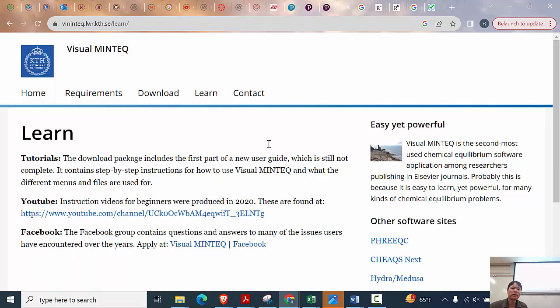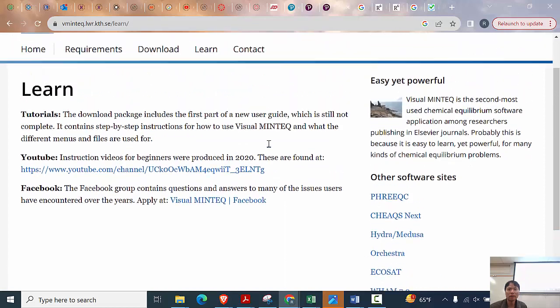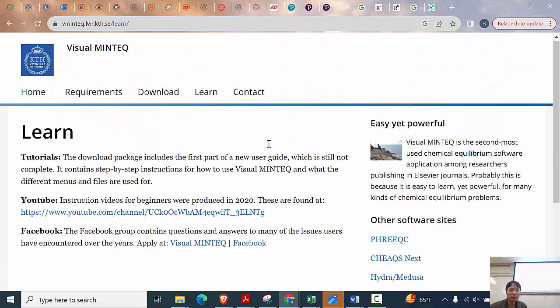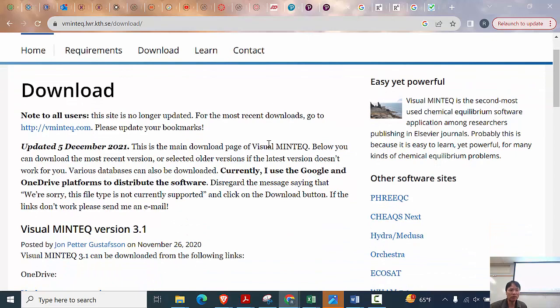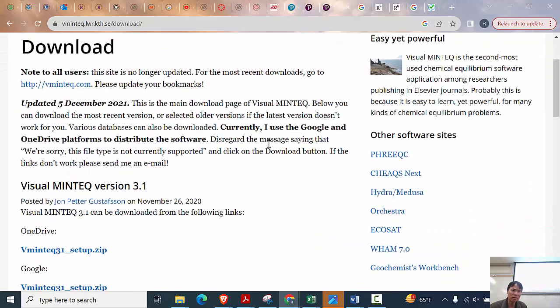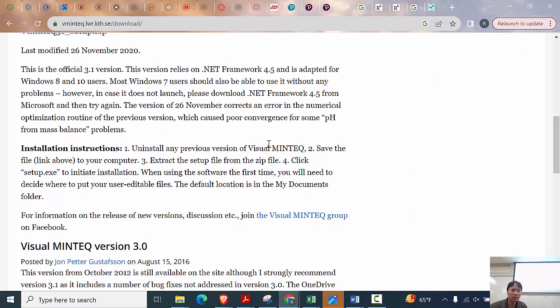Okay, so what we're going to do here, although we're just using it for acids right now, is get a little bit familiar with Visual MinTeq by looking at the tutorial. The user guide, which is still not complete, contains step-by-step instructions for how to use Visual MinTeq and what the different menus and files are for. Let's go ahead and get that here.